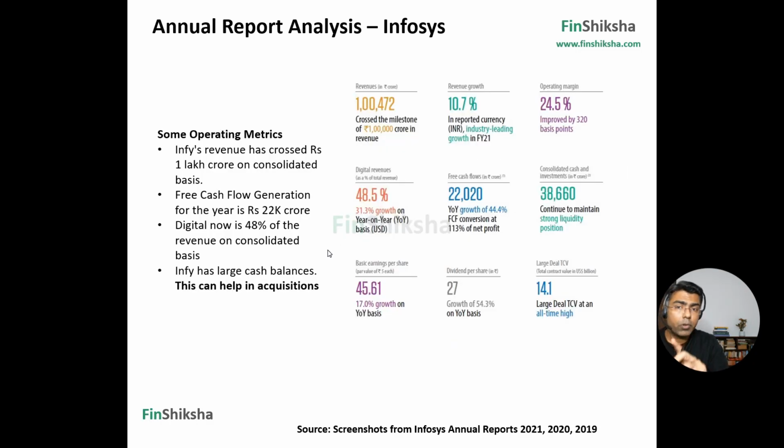Some operating metrics from the financial highlights of Infy. Revenues are about 1 lakh crore. Revenue growth was 10% in INR reporting currency. The margin is 24%, improved by 300 basis points. Last year margin was about 21%, this year it is 24%. Free cash flow generation is 22,000 crore. Digital is 48% of consolidated revenue, and there are large cash balances and investments nearly to the tune of 38,000 crore. That allows Infy to keep that war chest ready in case they want to do acquisitions tomorrow.